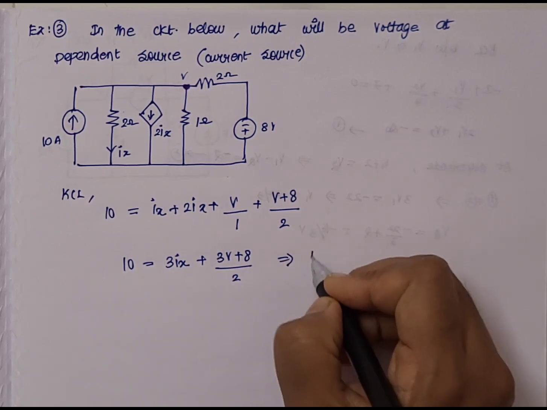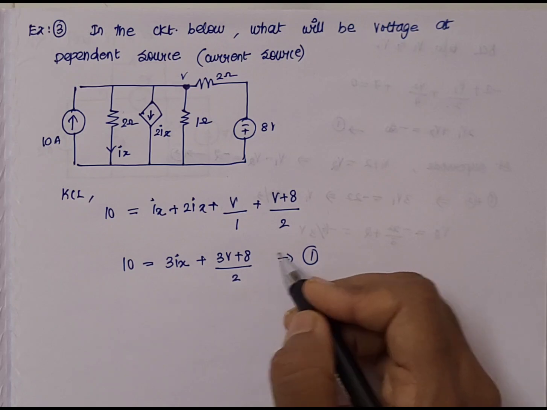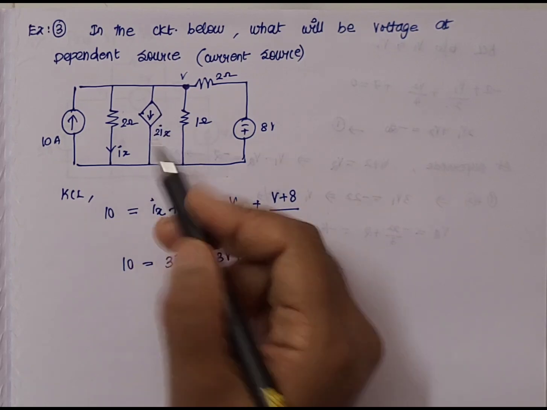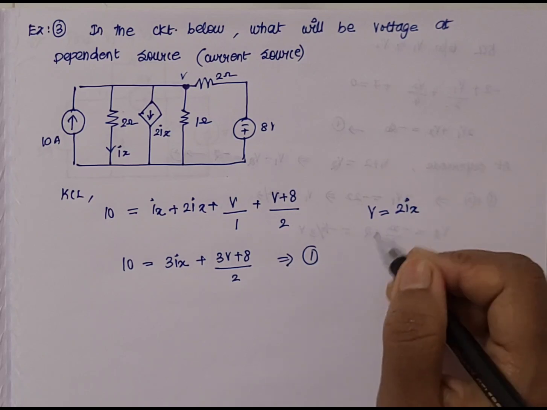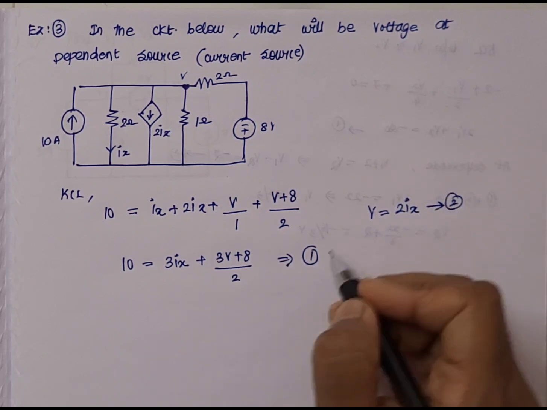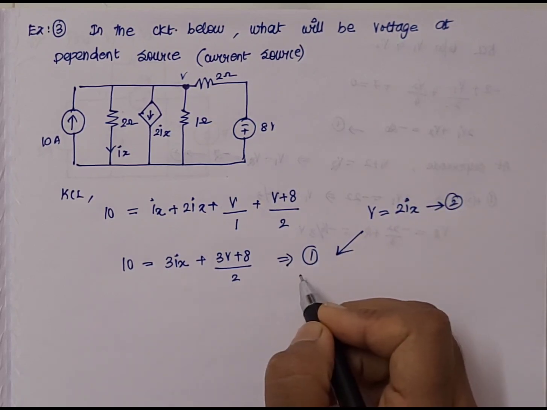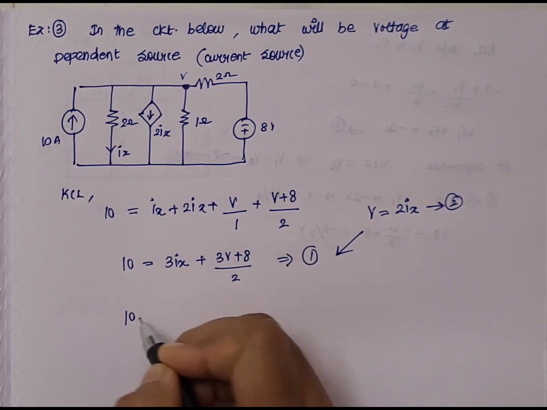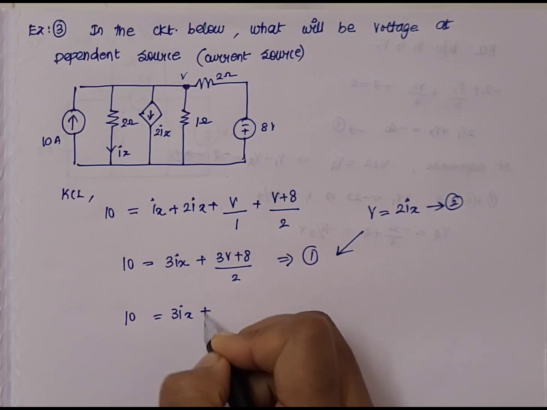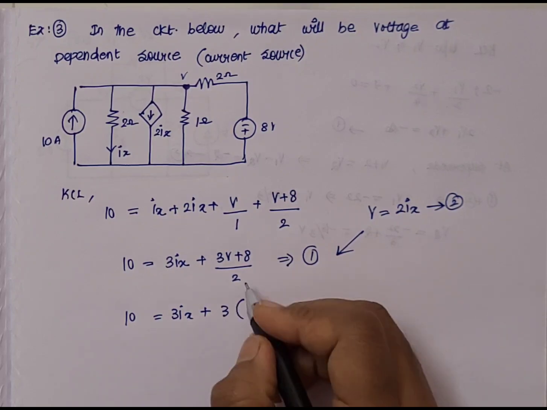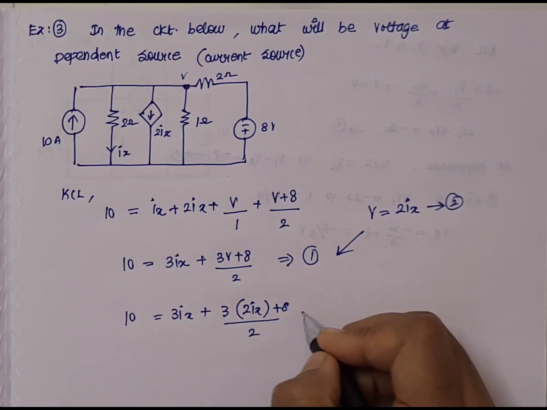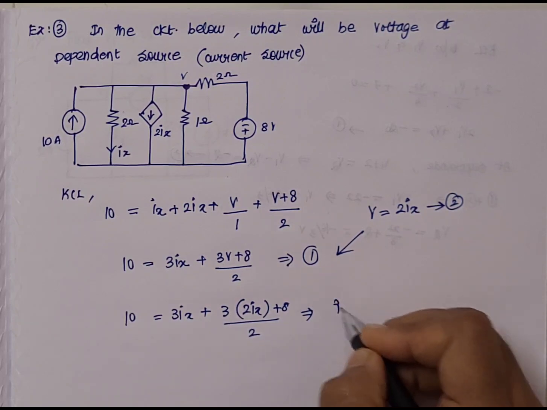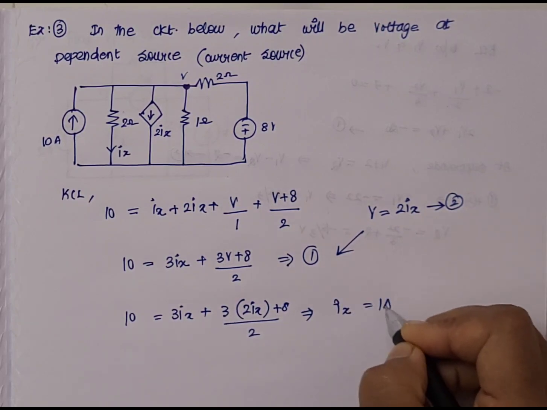Let this be our first equation, and the second equation is given: the value of V is equal to 2 times Ix. Now let us replace this in our first equation. So we get 10 equal to 3Ix plus 3 times (2Ix plus 8) divided by 2, from which after solving we can get the value of Ix as 1 ampere.